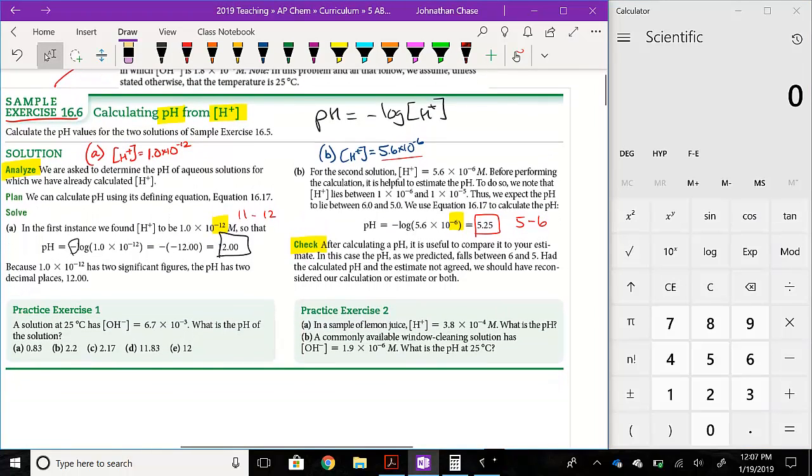So now that we've completed those, let's get into the practice. So our first exercise here, practice exercise 1, we have a solution with a hydroxide concentration of 6.7 times 10 to the negative 3. What is the pH of this solution? Now, I'm going to approach this like I would on the AP exam. I have a multiple choice question. I have to have number sense. I won't have a calculator for this section.